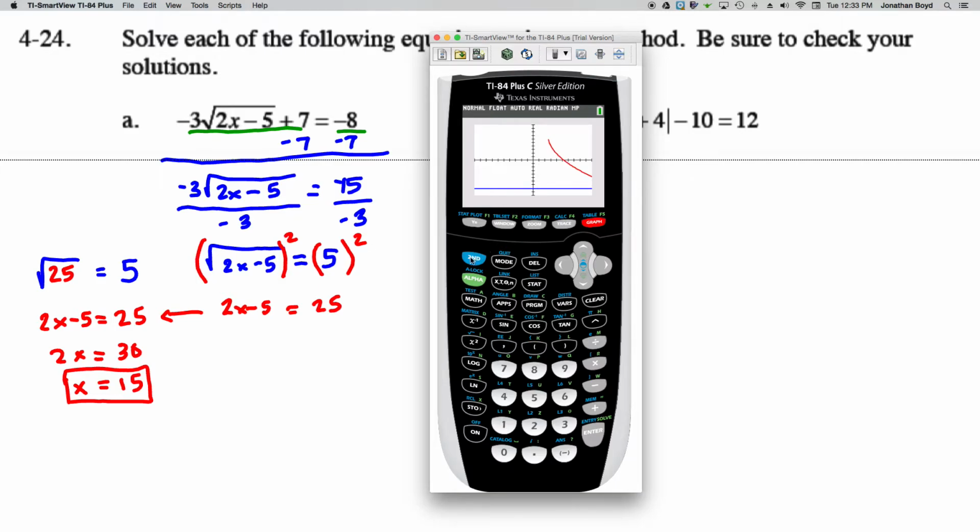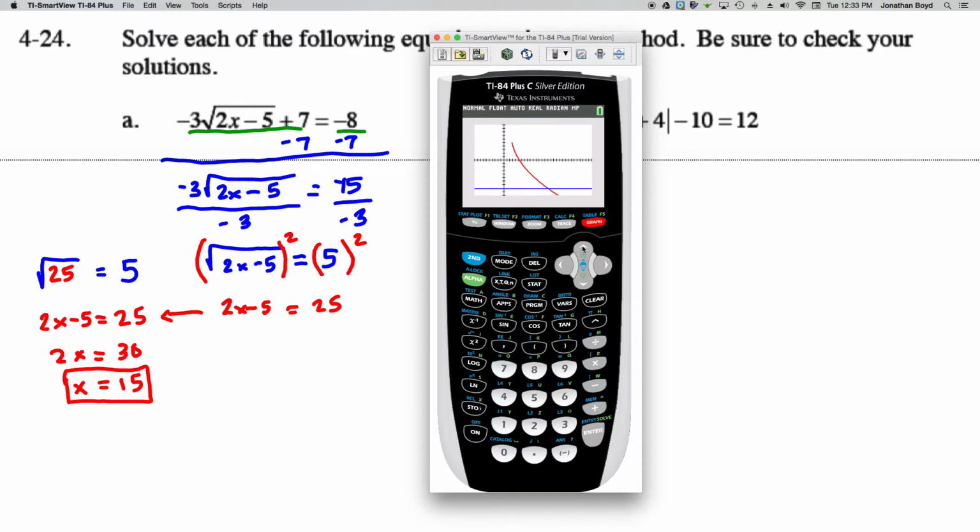So let's go into second. Actually, we don't even need to go into second there. Let's go into window, and we're going to look at increasing the maximum value for our x's. Let's just move it down there. Let's say 30. Let's go back and look at our graph. And now we can see that there is an intersection point.